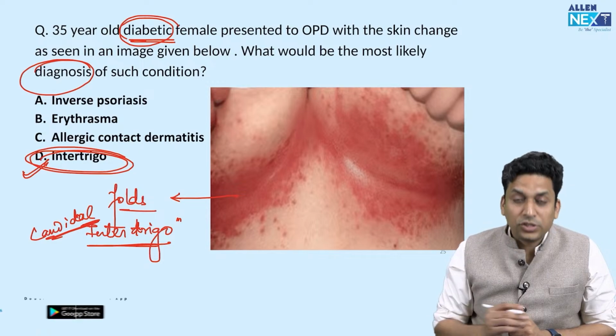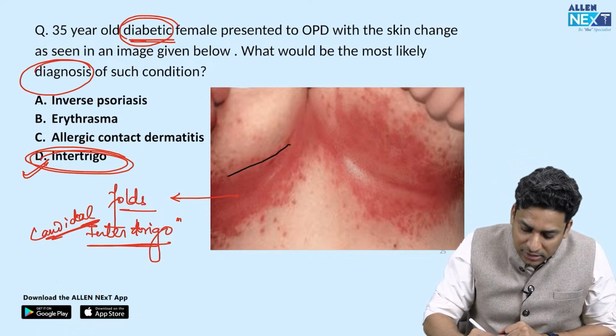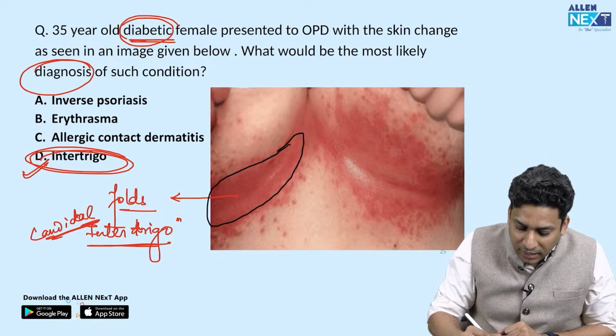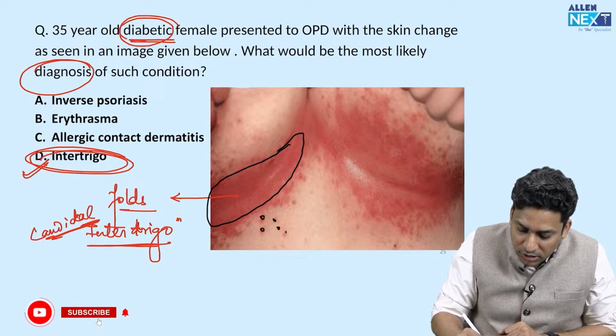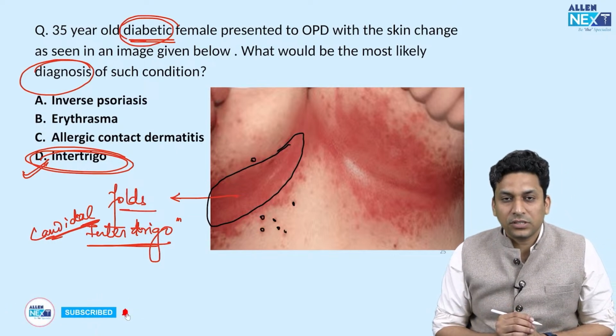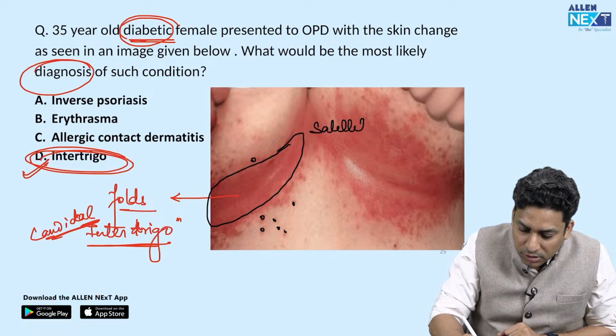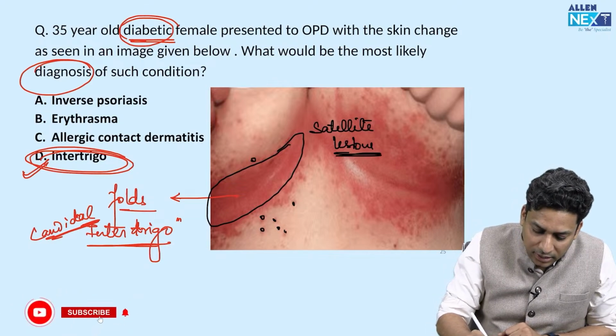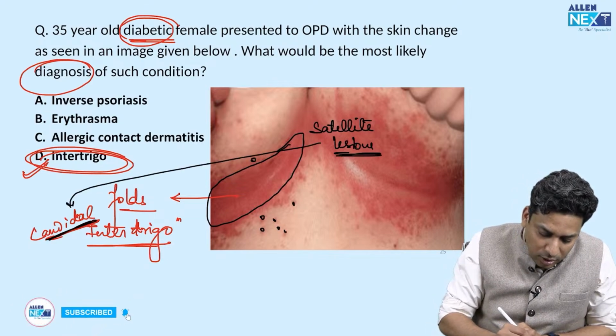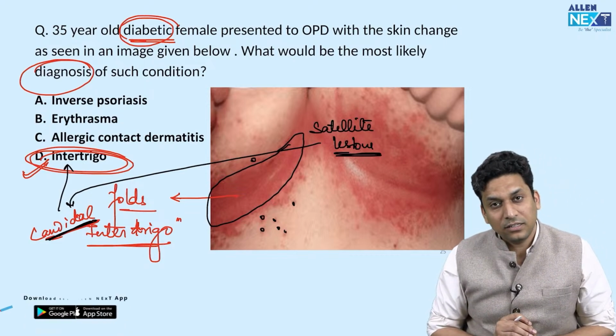Another important clue which you can see in the image is that this is the lesion which is present here, and around the lesion these smaller lesions are also present. These smaller lesions which start developing around a large lesion are known as satellite lesions, and satellite lesions are also characteristically seen in candidiasis. So again the answer is candidal intertrigo.